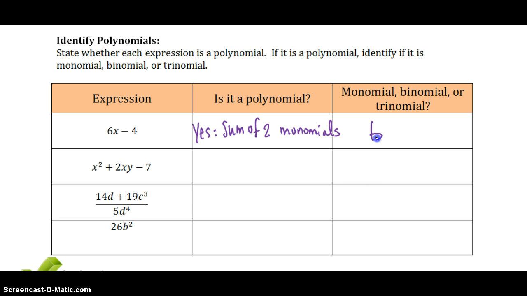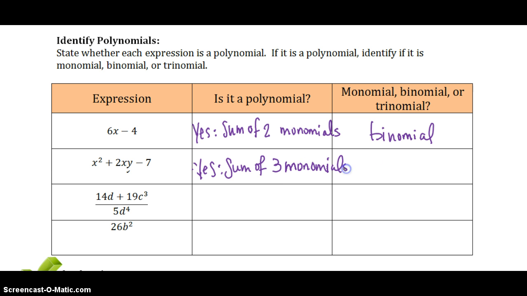And it's called a binomial. All right, the next one we have x squared plus 2xy minus 7. I feel it coming on that it's yes. It's the sum of 3 monomials, so I bet you already know what that's called. It's called a trinomial.